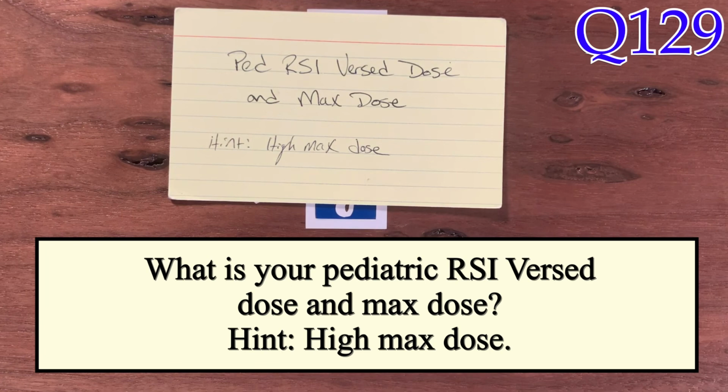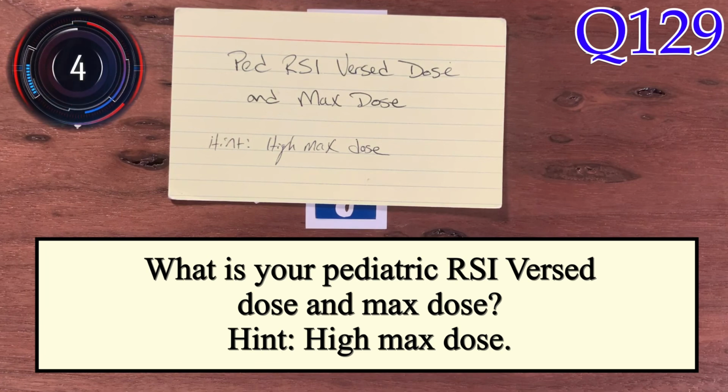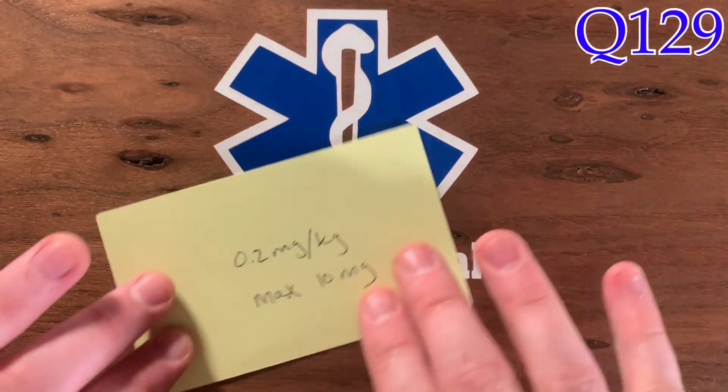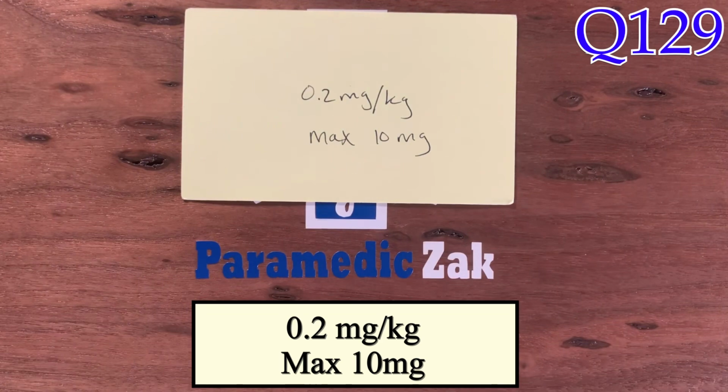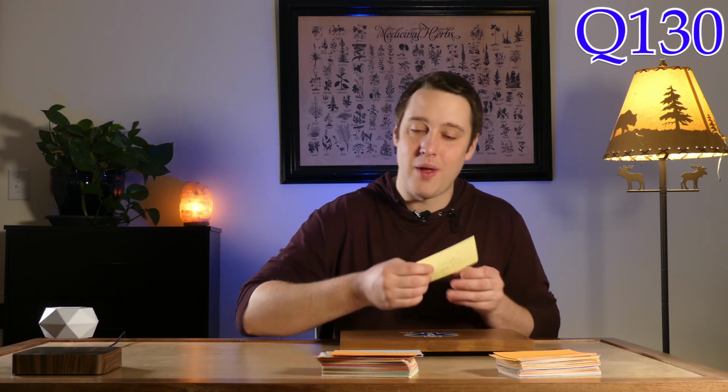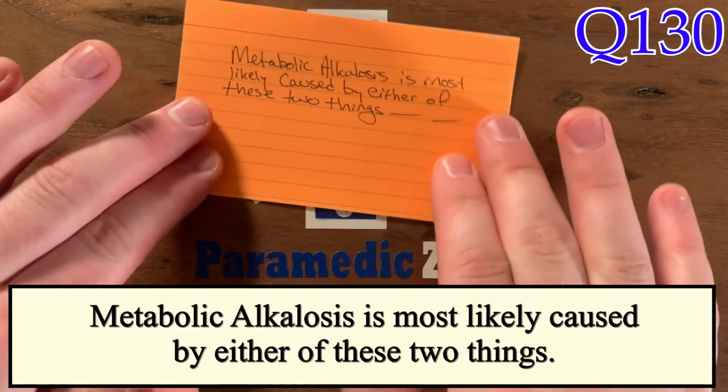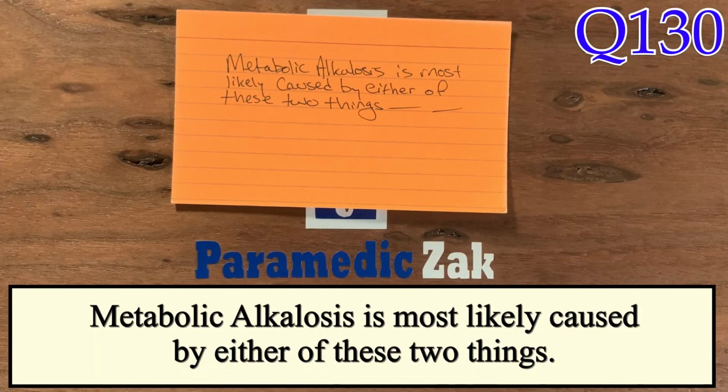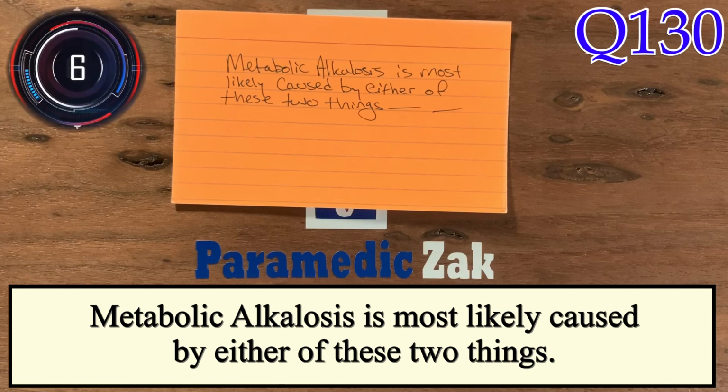Hint, it's a high max dose. So when using Versed as your sedative with rapid sequence intubation on a pediatric patient, the dose is 0.2 milligrams per kilogram with a maximum of 10 milligrams. And lastly, we have question 130. Metabolic alkalosis is most likely caused by either of these two things.